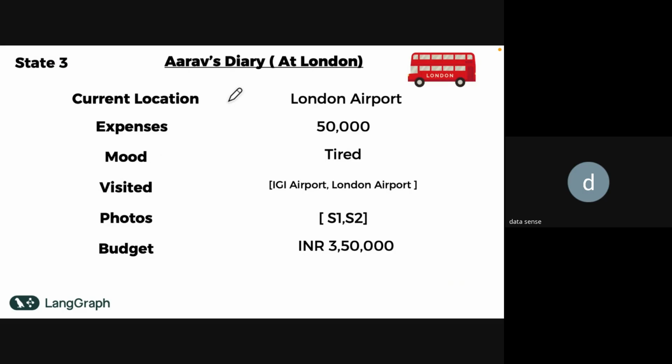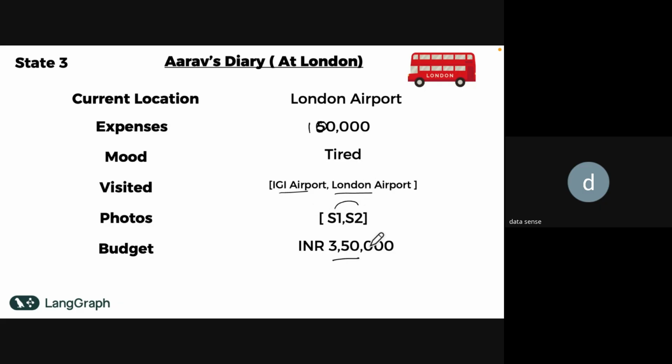His current location is London airport. He spent, I think this is wrong, whatever. Let's say he spent 1 lakh rupees. So let's change it to 1 lakh. He's tired now. His mood is tired, and he visited IGI airport first, and then he visited London airport. So these 2 places he has visited through this list. So at page 3, he can see which all places he has visited so far. Agreed? And photos also, he has 2 photos, and his budget is now 3,50,000.